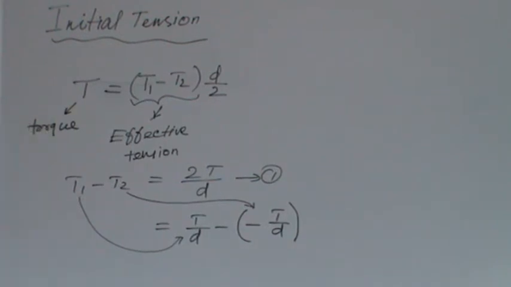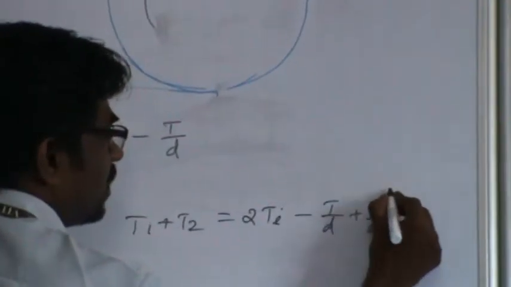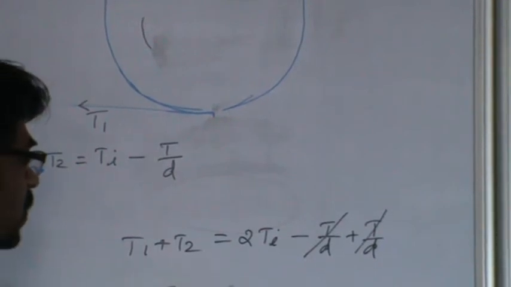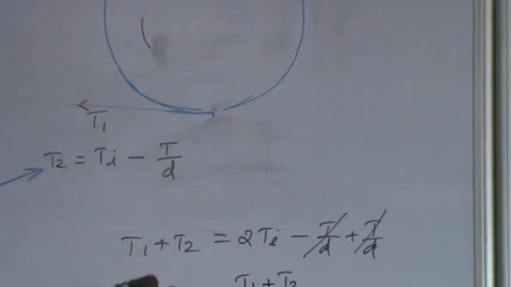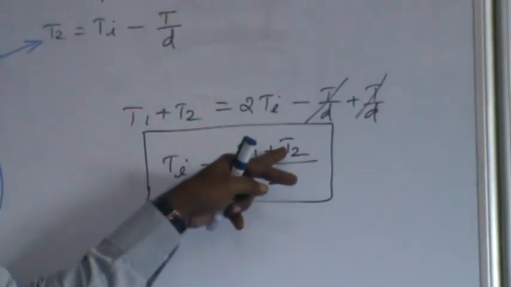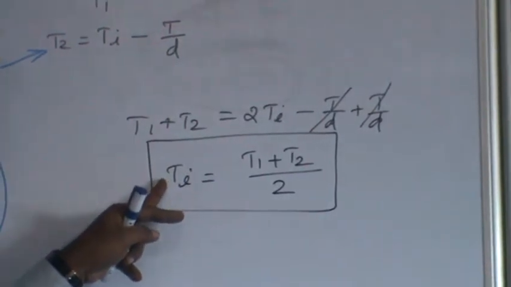Now if you add T1 and T2, T1 plus T2 is 2Ti minus T by D plus T by D. This gets cancelled, so Ti equals (T1 plus T2) by 2. This is the initial tension. If T2 goes to 0, T1 will be equal to 2Ti.